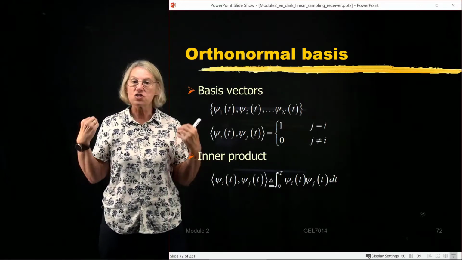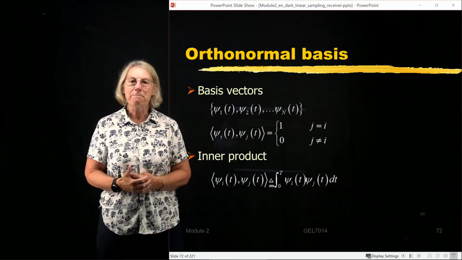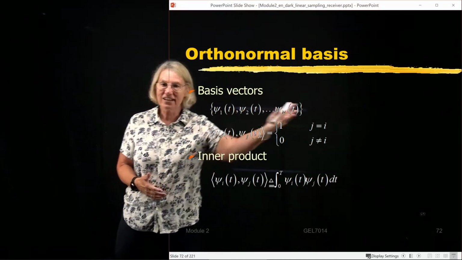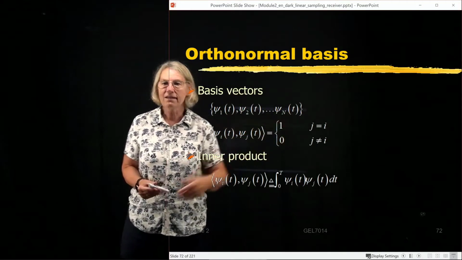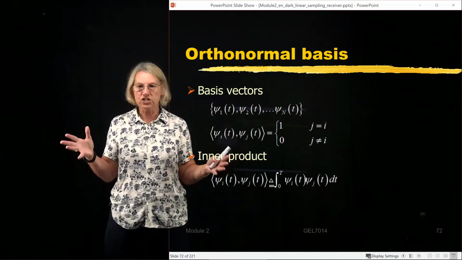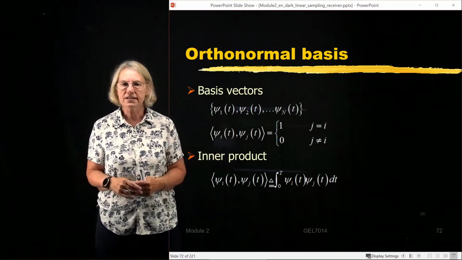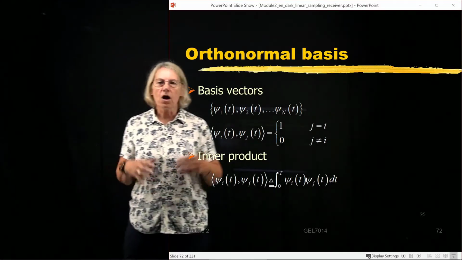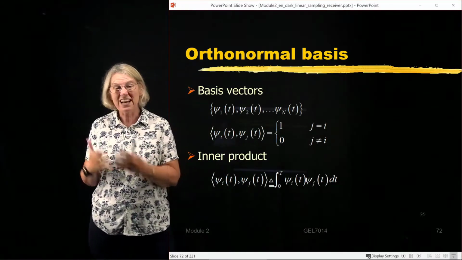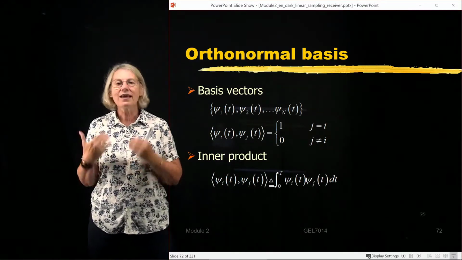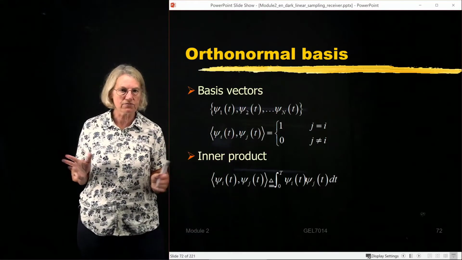Vector spaces are spanned by a collection of basis vectors, and the basis vectors in this case are a collection of time-varying signals. So in this case there's capital N. It's a finite dimensional collection of basis vectors. There are N of them, and each one of them is a time-varying signal. Now, if it's a collection of basis vectors, by definition, that means that any vector in the vector space can be represented by a linear combination of the basis vectors. That's the definition of basis vectors.